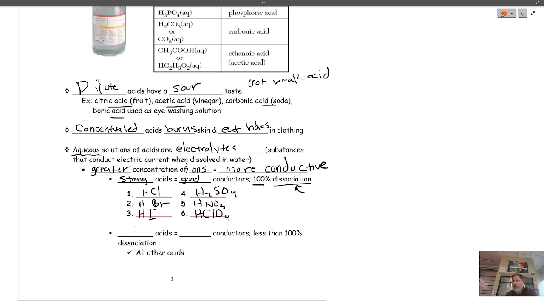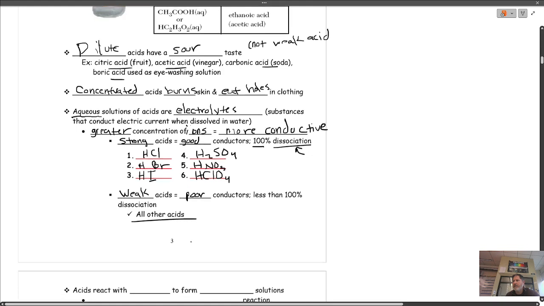Okay, now there are weak acids, which means they simply don't dissociate as much. And they are poor conductors because there's not many ions in the solution. So that's basically all the other acids we come across.